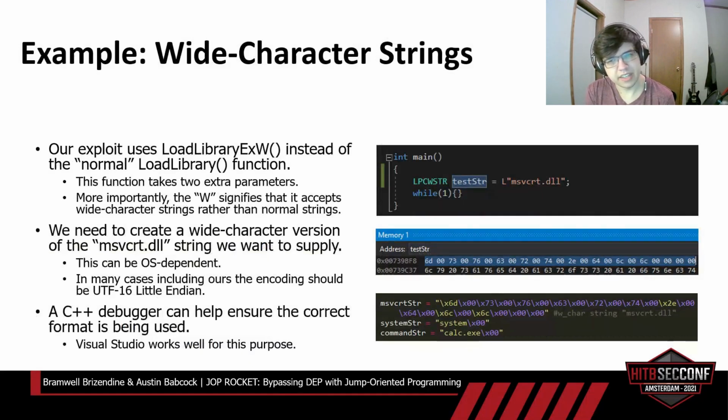With those string parameters, another thing to consider is that with some functions, such as LoadLibraryExW, which we're using instead of the normal LoadLibrary function, that W means we want a wide character string. And that wide character string is going to be formatted differently. It's got some padding in it. And the encoding there is usually UTF-16 little endian, although that can be OS dependent. So just as a sanity check, we can throw that into something like Visual Studio with C++, and then we can run that debugger in order to just make sure that we're using the correct formatting there.